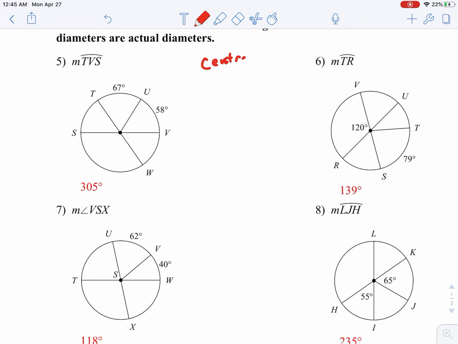Central angle is equal to the corresponding arc. So this is 67. This is 67. This is 58. This is 58.